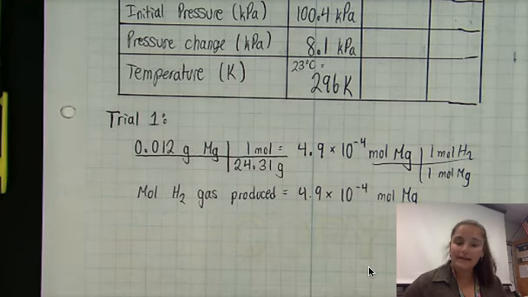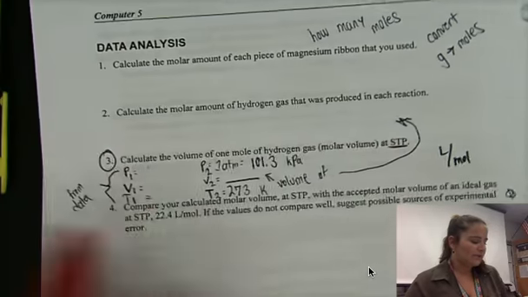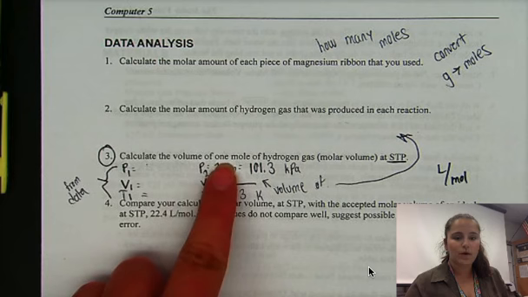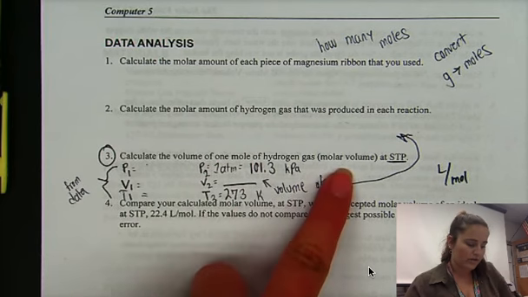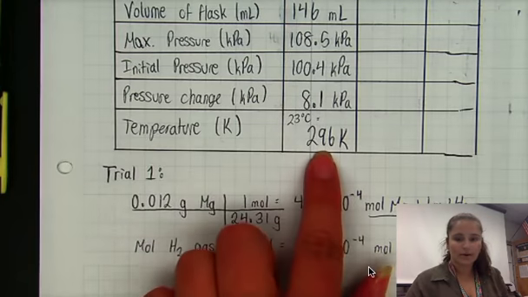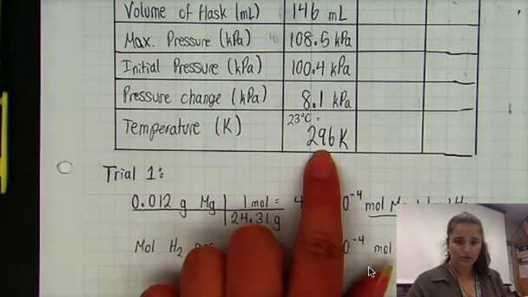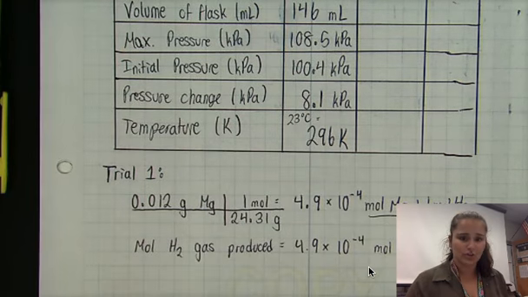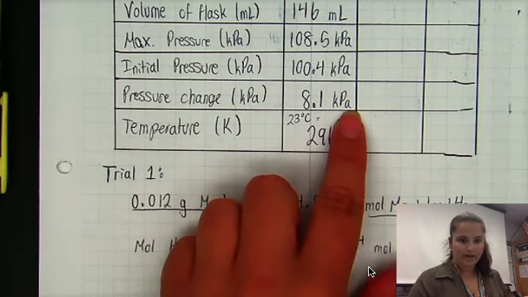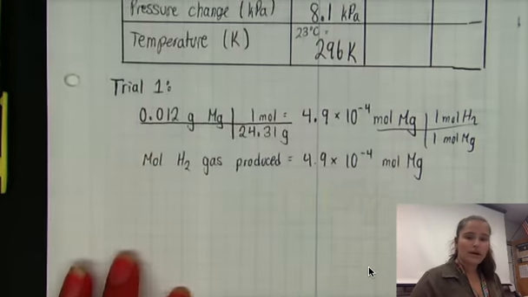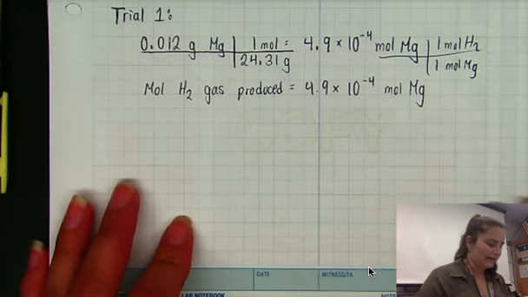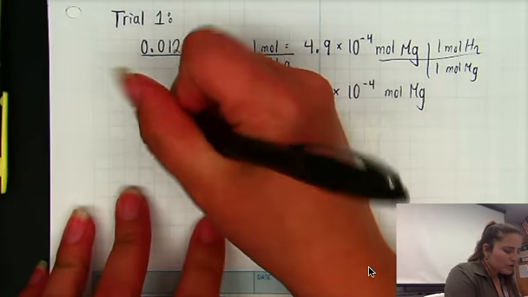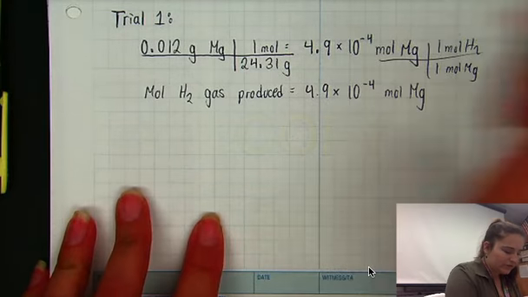Okay, the next step is the hard one. This is where you're going to calculate the volume of 1 mole of hydrogen gas, the molar volume, at STP. So our conditions were not standard. Standard temperature is 273 Kelvin. We weren't there. Standard pressure is 101.3 kPa, and we're not there either. Okay, so I'm going to have to use the combined gas law. Okay, so let me list my variables first.